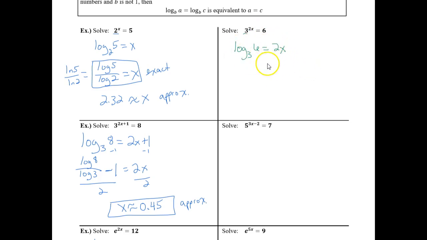My calculator doesn't have base 3. I'm going to rewrite this using the change of base formula. Log of 6 divided by log of 3 equals 2x. And then I'm going to divide both sides by 2. So this log of 6 divided by log of 3 is going to get divided by 2, and that's going to be x.